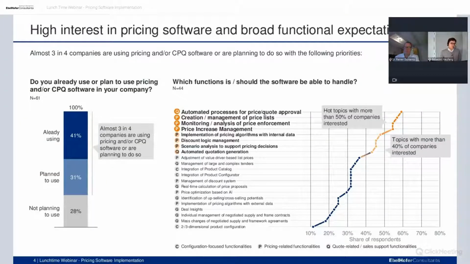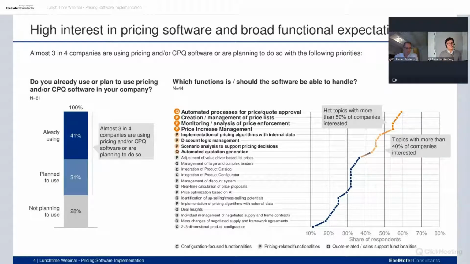We have then gone one step more into the details. So we first of all asked what is their status. Are they already using a pricing or a CPQ software? Are they planning to use this, or is there no such plans? So we then went directly into the topic of pricing software.